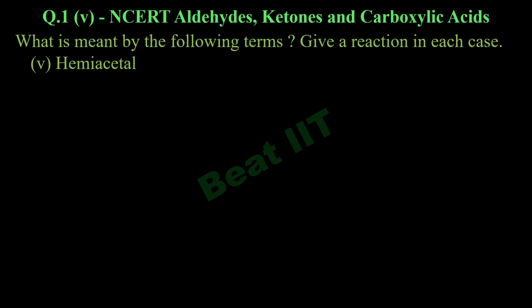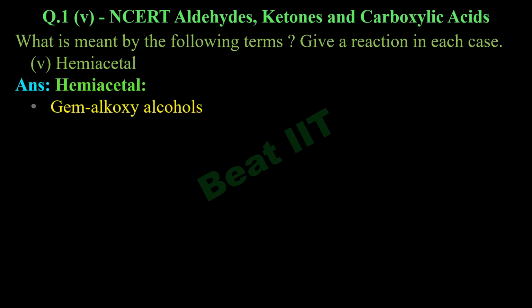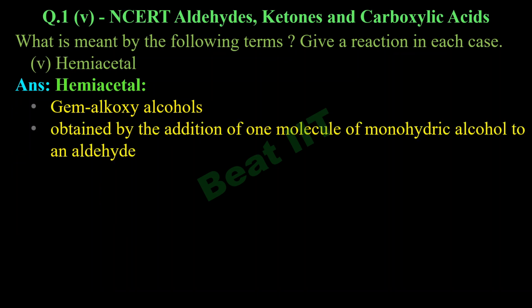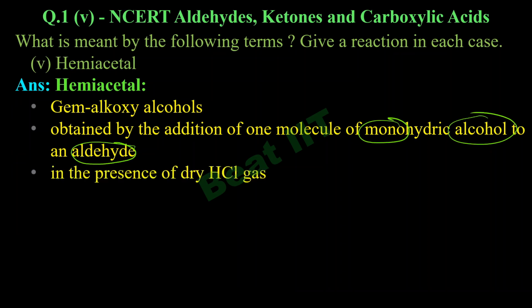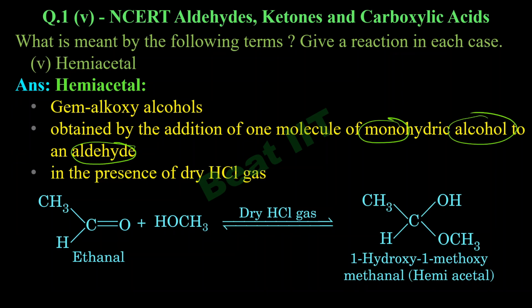Hemiacetal. Hemiacetals are gem alkoxy alcohols. Gem, geminal, means on the same carbon. Obtained by the addition of one molecule of monohydric alcohol to an aldehyde. Alcohol and aldehyde. The alcohol has to be monohydric, meaning there has to be only one OH, in the presence of dry HCl gas. This is the reaction here.